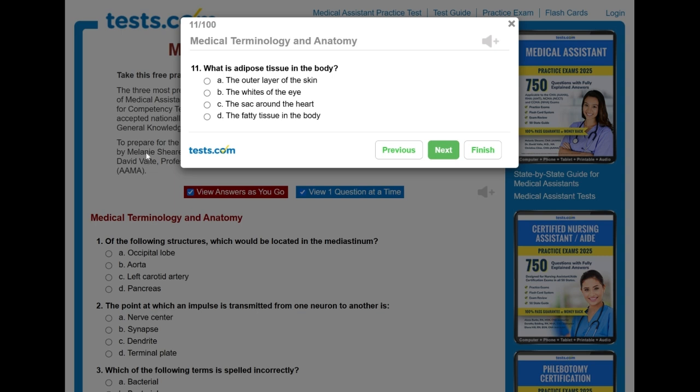Question 11. What is adipose tissue in the body? A. The outer layer of skin. B. The whites of the eye. C. The sac around the heart. D. The fatty tissue in the body.